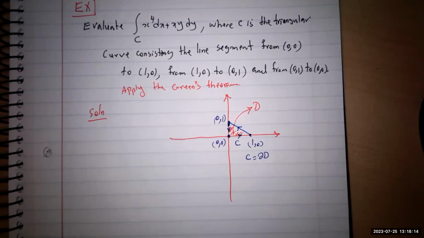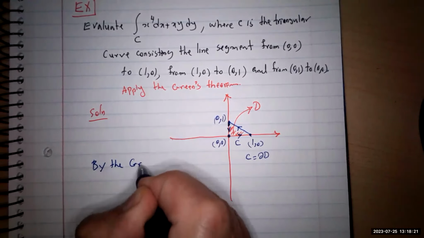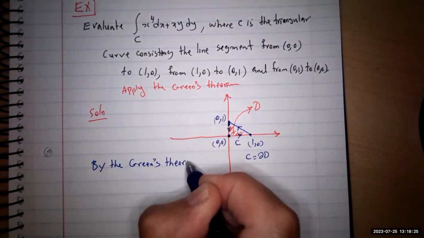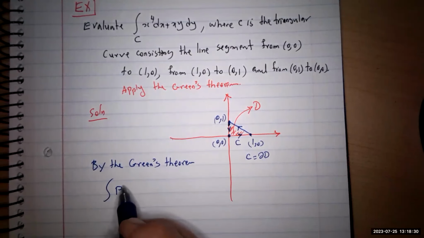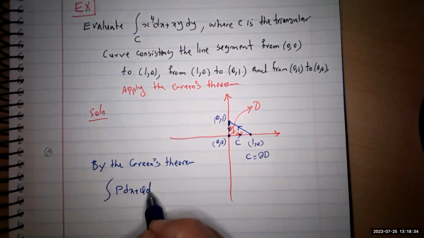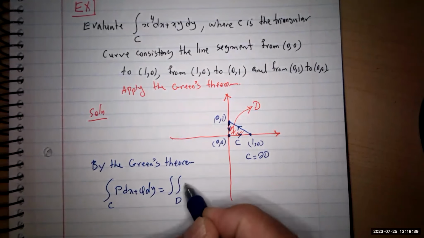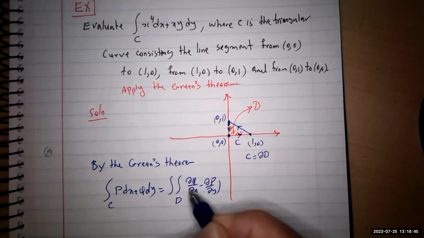So bring the formula for Green's theorem. So again, by Green's theorem, the given integral, we call it P dx plus Q dy, over C is going to be the double integral on D of round Q round X minus round P round Y dA.